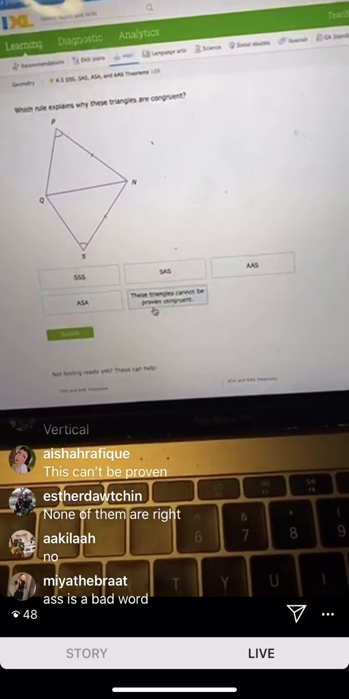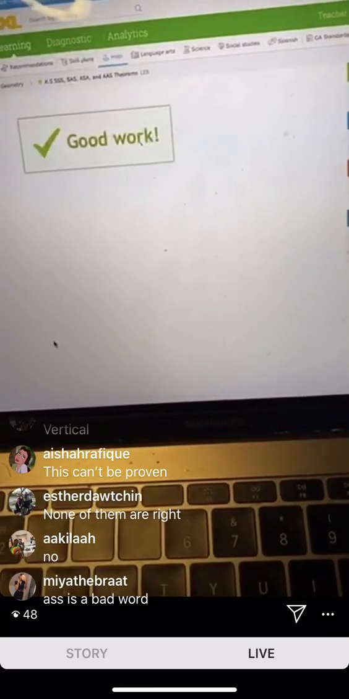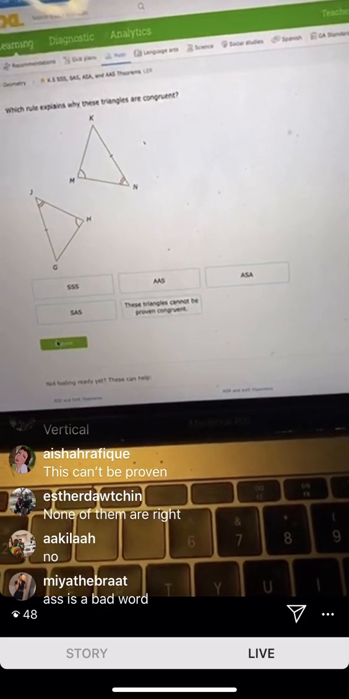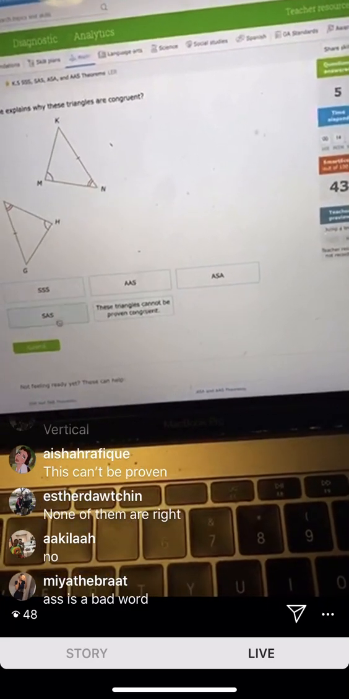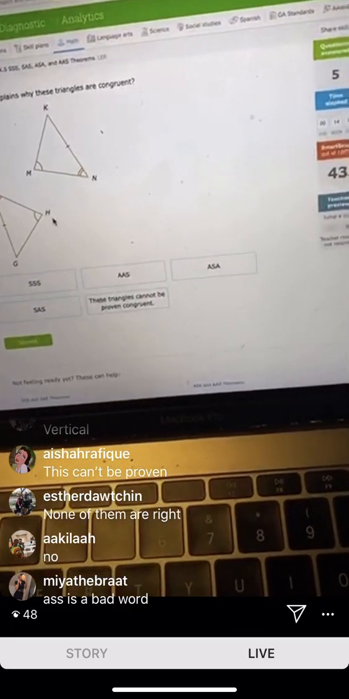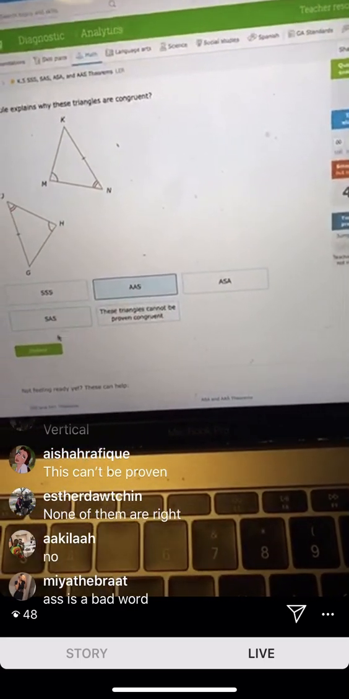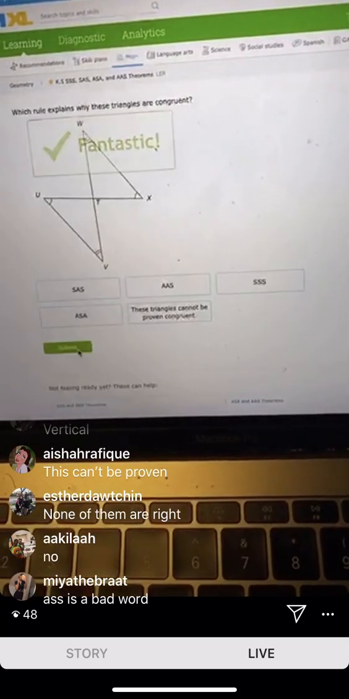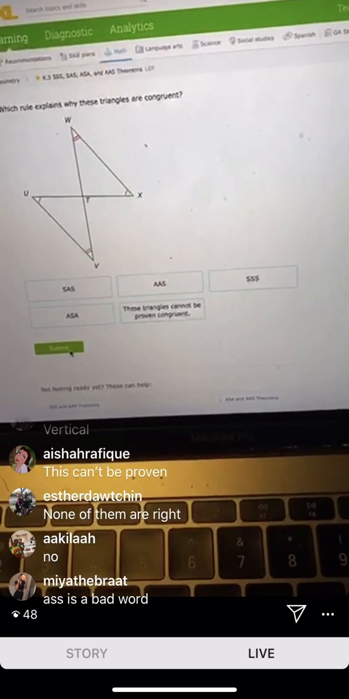This is another one that cannot be proven. Why do they keep giving us all these? We just did one like this one. Angle side. Are there any more questions about these? Let me know. Yes, ASS is a bad word, Samaya. Good job.